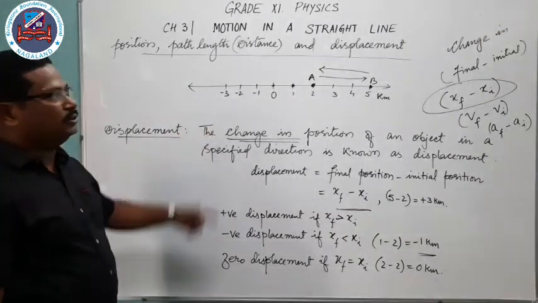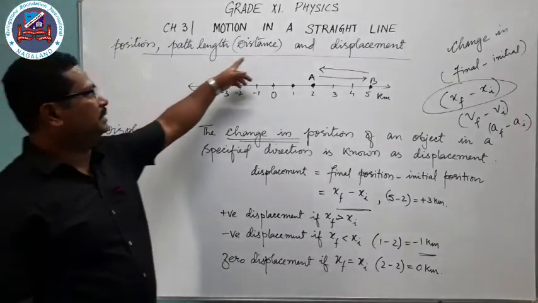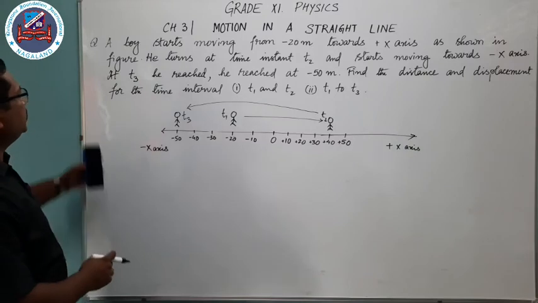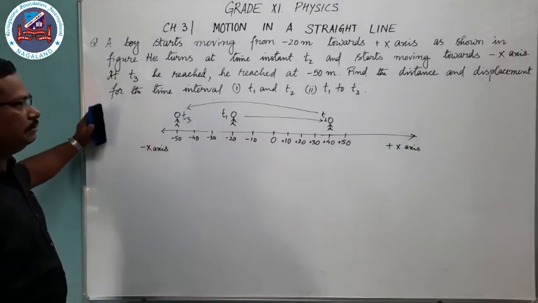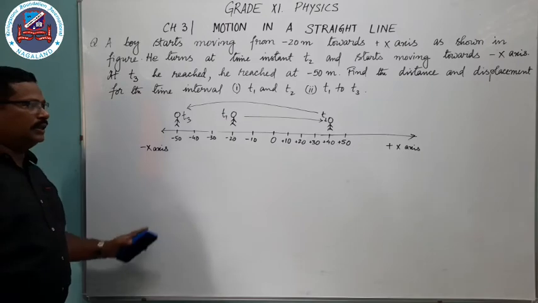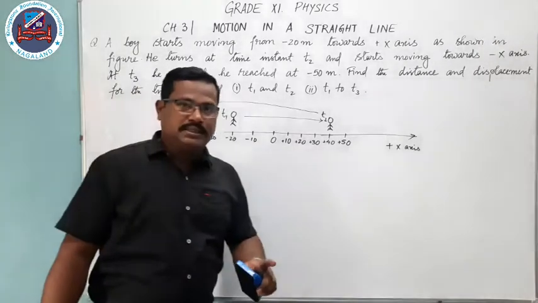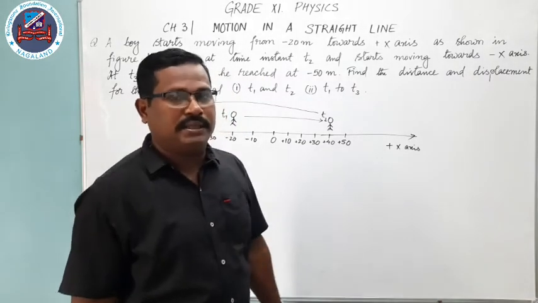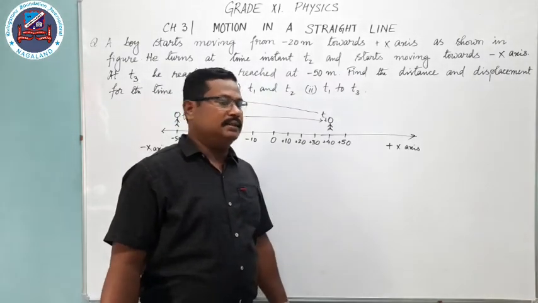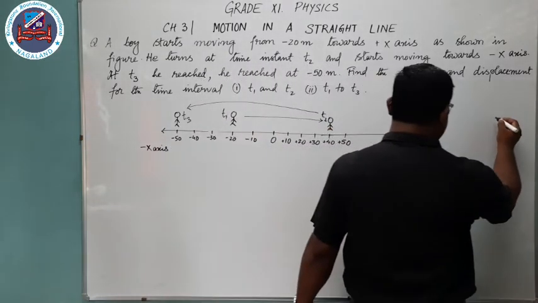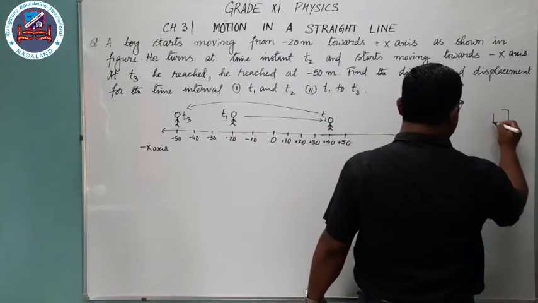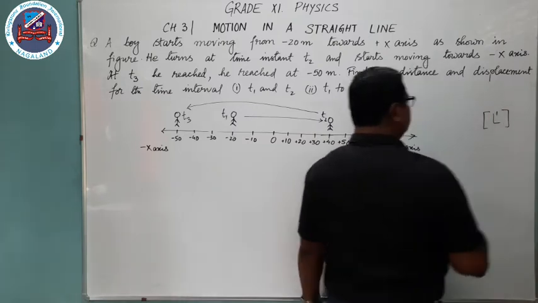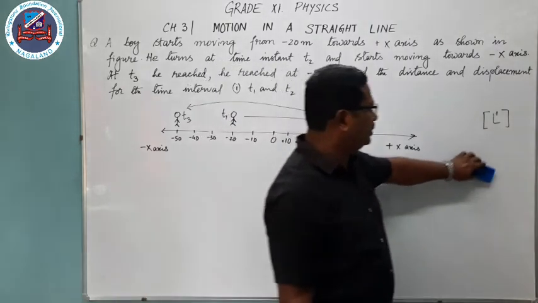Now let us do one small numerical, then it will become clearer about distance and displacement. But before starting this numerical, displacement is a vector quantity, as I already said, and its unit is also the same as that of distance, that is meter, and its dimensional formula is also the same as that of distance. It is length, meter, so the dimensional formula for displacement is L to the power 1.